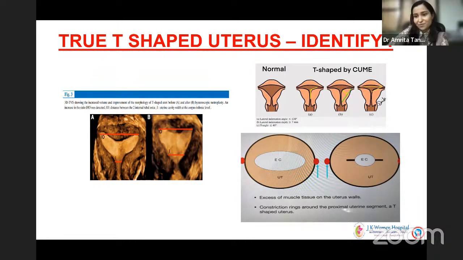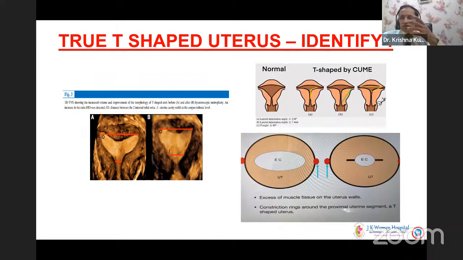I think it's simple: you keep your hysteroscope at the internal os. If you see the ostia, then you don't need to cut. If you don't see the ostia, then you do cut. Do you all do 3D sonography to identify a true T-shaped uterus, or you don't? Yes, sir, I do. That's a must. 3D, 4D, I get it done. So you have to identify the true T-shaped uterus and then only do the lateral metroplasty. That's the message.